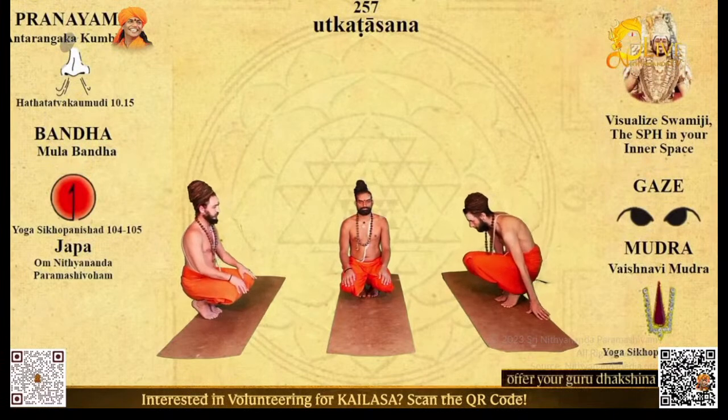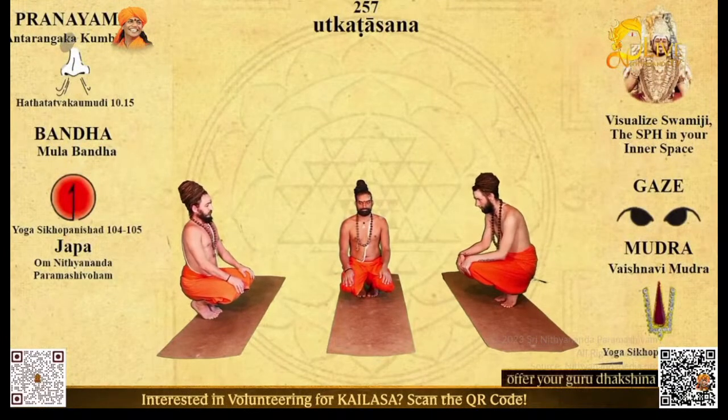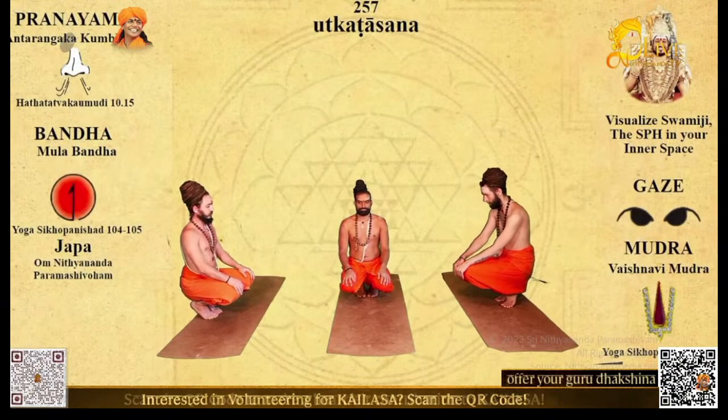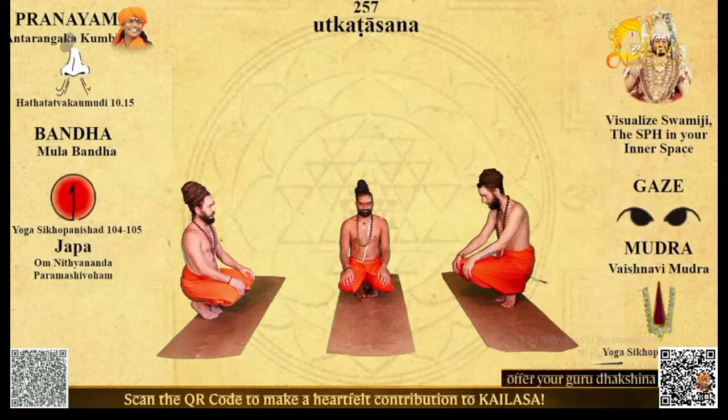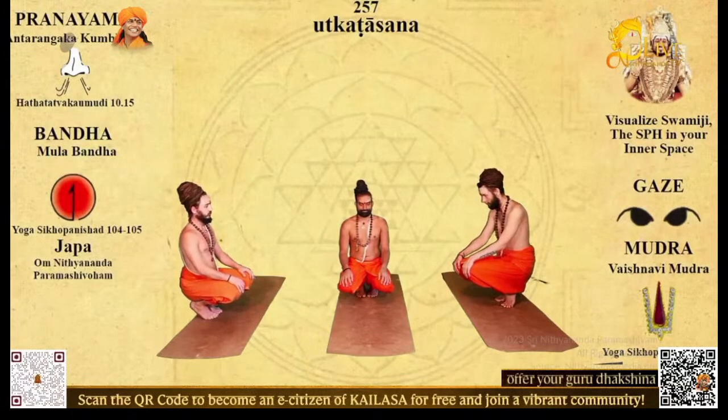Next up is Utkatasana. Now squat on your toes with the heels up and the knees off the mat. Place your perineum on the heels and your hands on the respective knees. As you keep your spine upright, hold weights if you want to intensify this asana. Visualize Swamiji in your inner space.